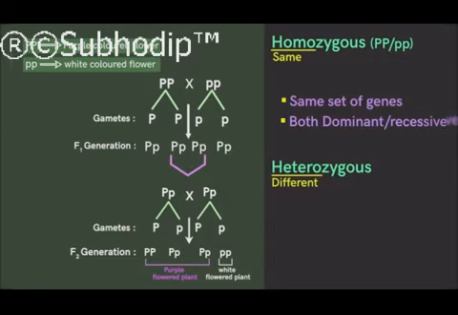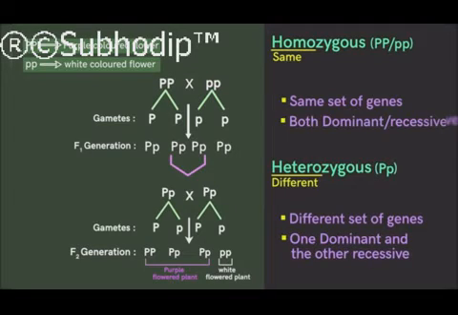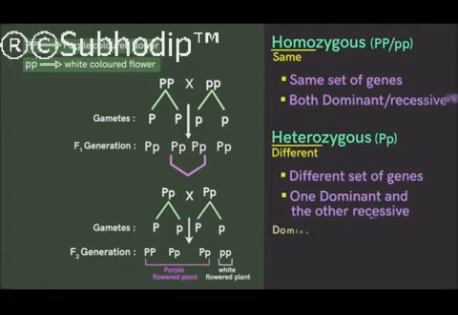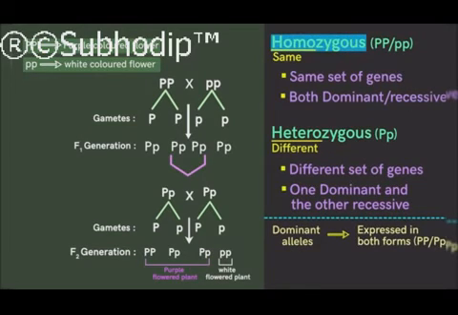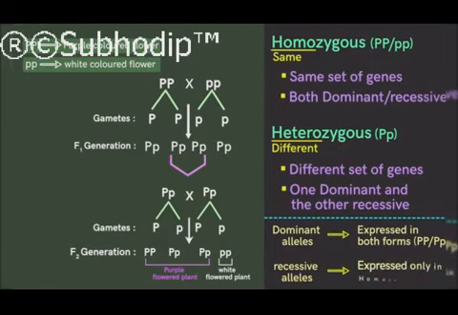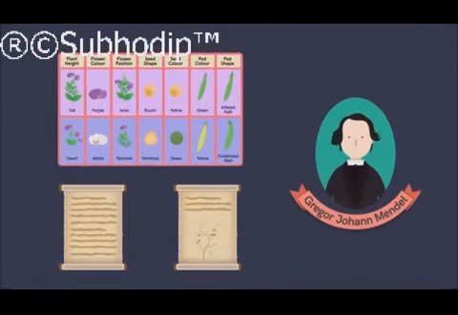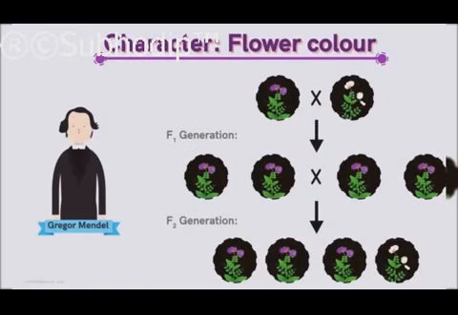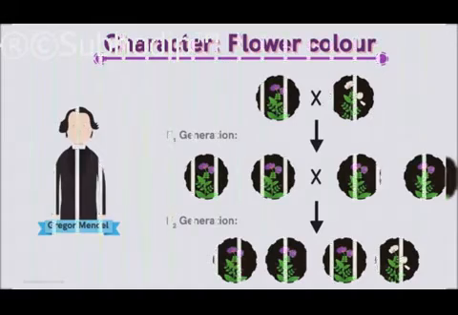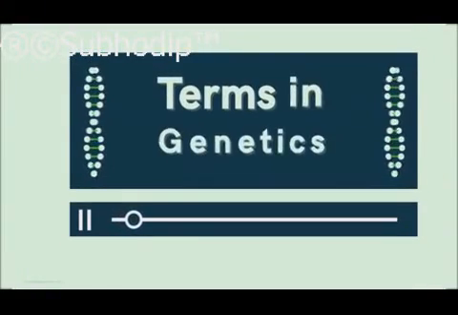Heterozygous is exactly the opposite of this. It simply means both the forms are different. So here, Pp represents the heterozygous form, one dominant, one recessive. So, the dominant alleles are expressed in both homozygous and heterozygous forms, while recessive alleles can be expressed only when present in the homozygous form. This was just an introduction to Mendel's experiments. We have seen how the cross of a character like flower color is carried out. In this part, let's get introduced to a few more interesting terms in genetics.